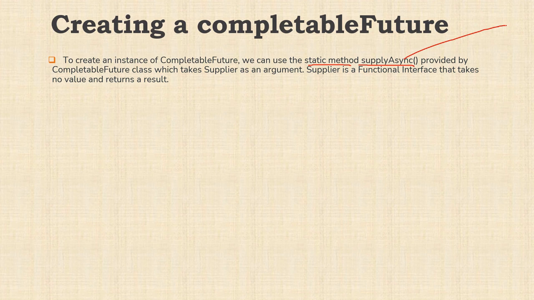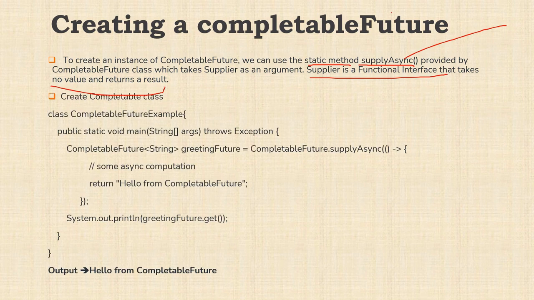We can implement the interface with a lambda expression, and we can pass the instance of any interface provided by the CompletableFuture class, which takes a supplier as an argument. Supplier is a functional interface that takes no value and returns a result. This is the way by which we can create a CompletableFuture.